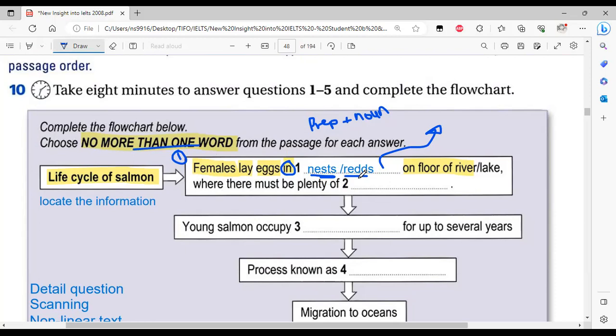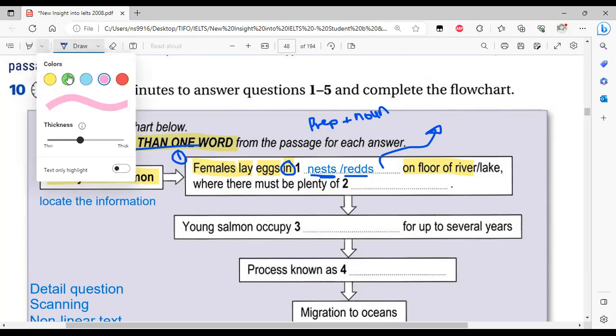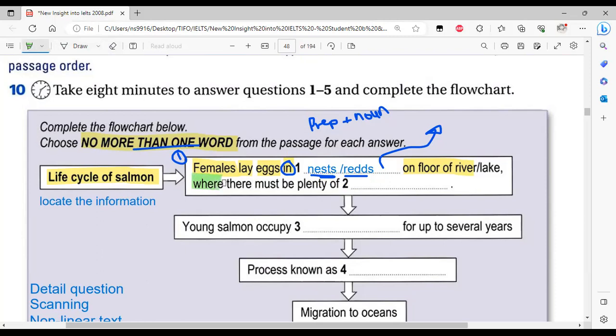Okay. Now, what do I need to do? So I need to read the summary where there must be plenty of. Now, what keywords should you highlight here? Where? Okay, I will highlight where, but where is not very important, because place. Where? Okay, place. Must. Okay, no problem. And then. Plenty. Plenty of. What does plenty mean?